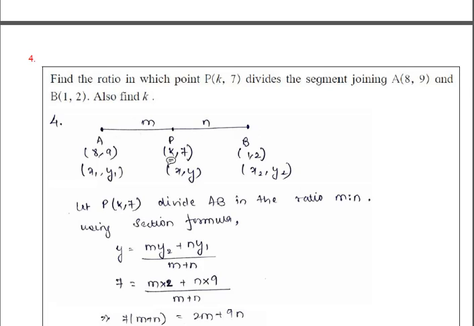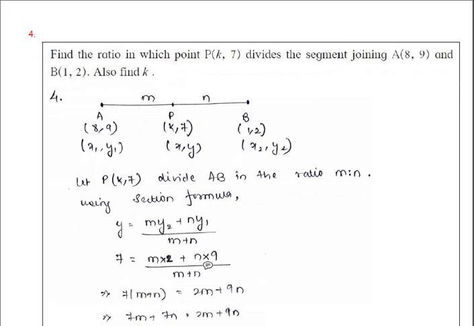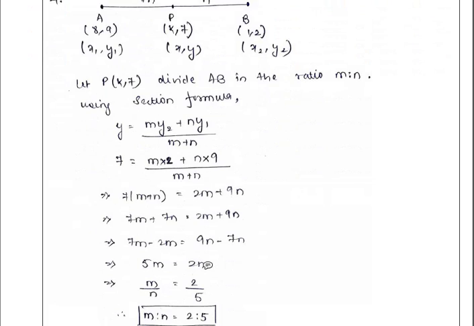So draw this diagram. First thing, I don't know k, okay, but I know the value of y. तो अब मैं सेक्शन फॉर्मूला y के लिए यूज कर लेती हूँ. So I will say that y of the point P is equal to (m×2 plus n×1) by (m plus n). Here I will substitute all the values. Do the calculation exactly the same way I have been doing to get the value of m is to n as 2:5. ठीक है, तो अब मुझे यहाँ पे m is to n की वैल्यू 2:5 मिल गई है.